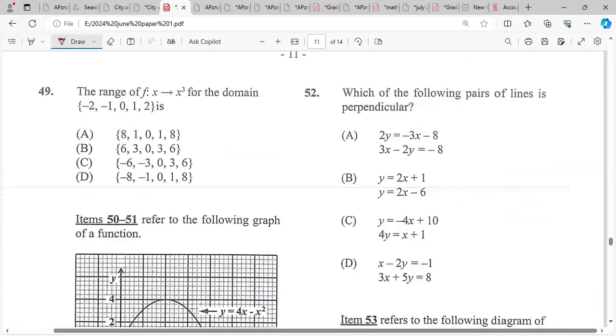Ready for the exam? The range of f of x in the given domain is equal to, so this one, I can do this one first: negative 2 cubed, which means negative 2 times negative 2 times negative 2, which works out to negative 8. This is the only one with 8, right? And if you cube 2, you're going to get 8, and it includes the 0.